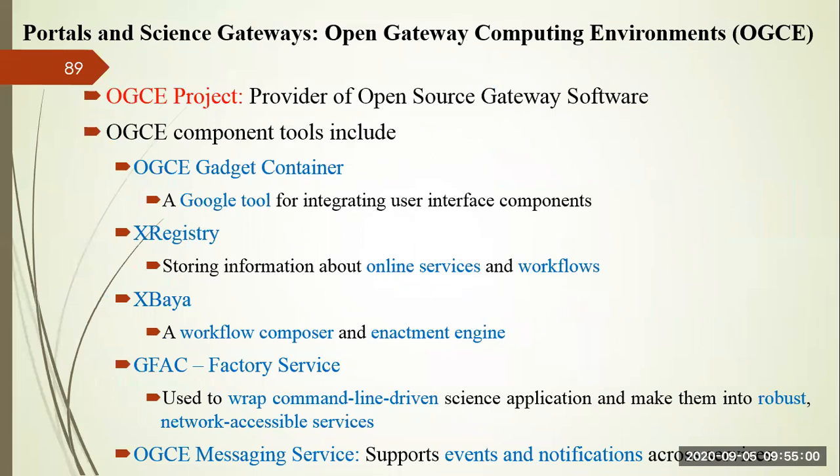which is called the Open Gateway Computing Environment. The main components of this OGCE platform: it has a gadget container, which is a Google tool for integrating user interface components. It also has a component like XRegistry, which stores information about various online services and workflows. XBaya is another platform where the workflow composer and enactment engines are there, right? These are the component tools. GFac also provides factory services, which are used to wrap command-line driven science applications to make them robust and network accessible services.